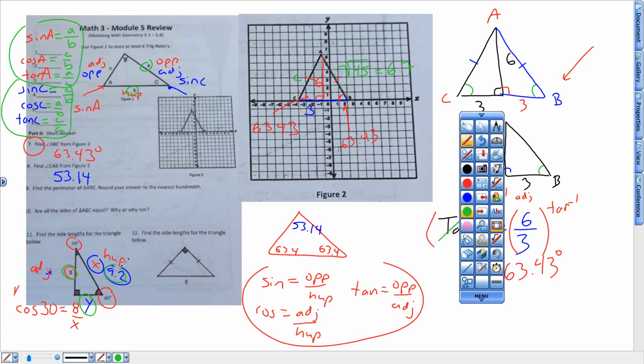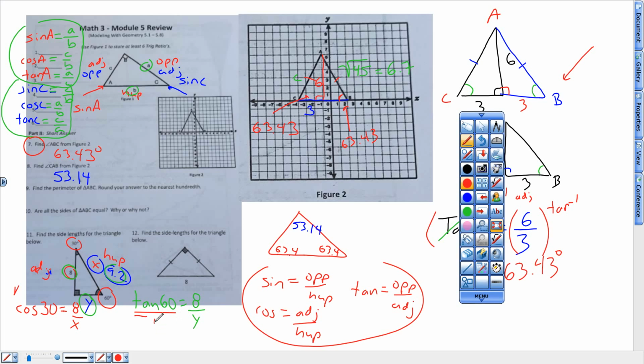So what I'm going to do, just to get things going here, from 60, I'm going to use tangent. Tangent 60 equals the opposite side, 8, over y. And then that's another one where you've got to be able to crisscross, multiply, and solve.